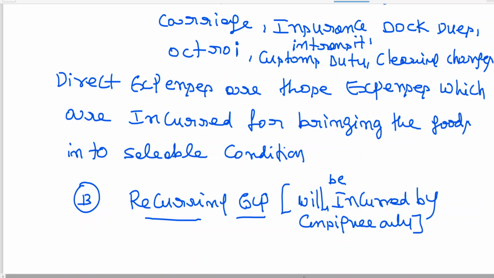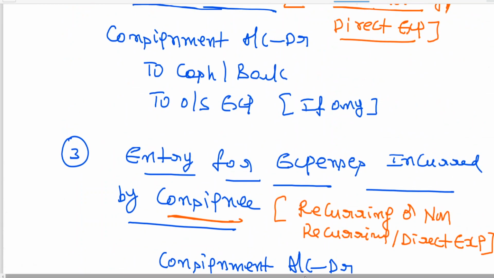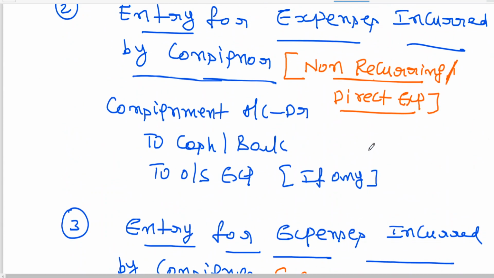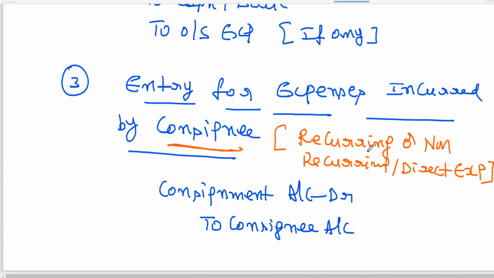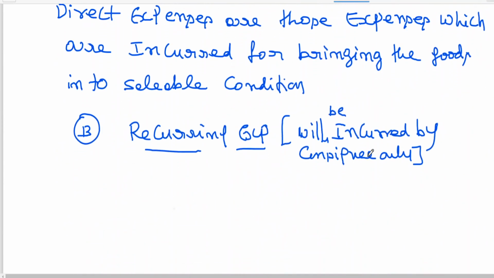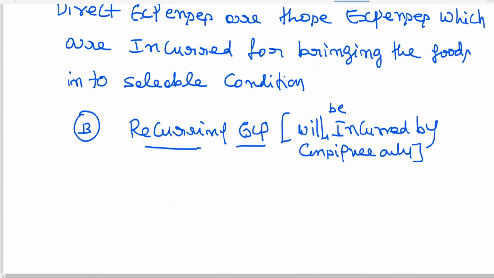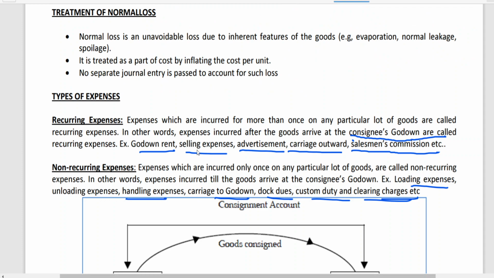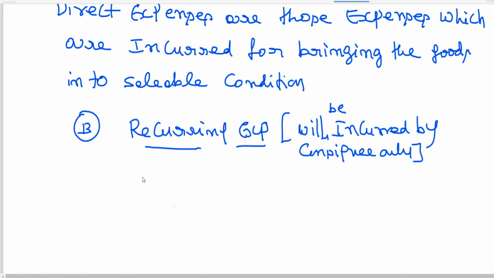Consignor expenses, as I told you, are always non-recurring in nature. This I have also given here. Consignor expenses are always non-recurring, but consignee expenses are recurring or non-recurring. The same examples list you can copy down. Here: godown rent, selling expenses, advertisement. We can also add one more thing, godown insurance.